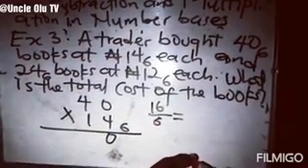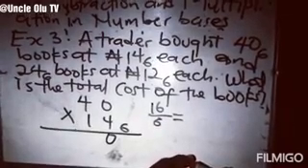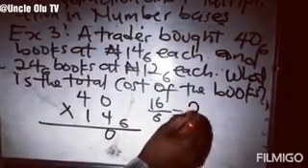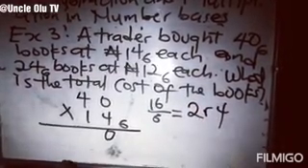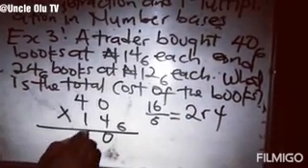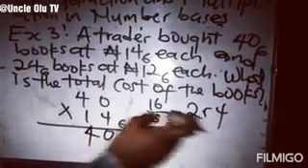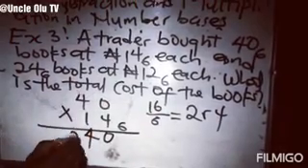6 times 2, that is 12. So that is 2, remainder 4. So I'm going to write the remainder. Are you getting what I'm saying? So you write the remainder. You now bring the 2 forward. It's not up to base.